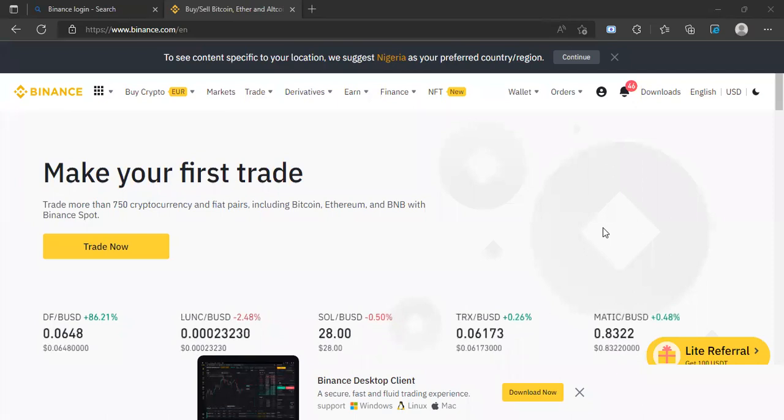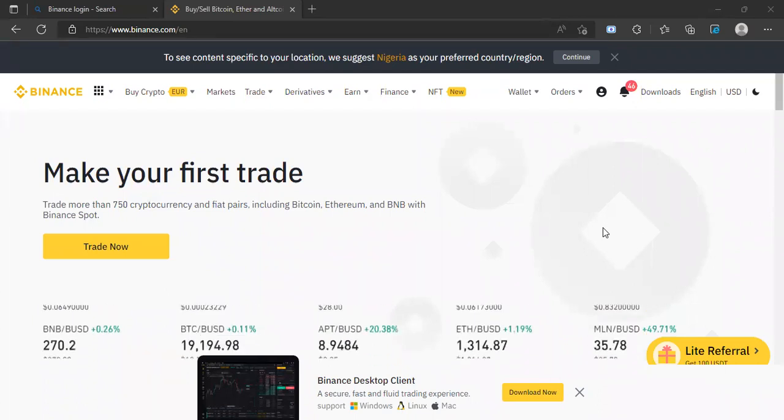So this is a tutorial on how to actually trade cryptocurrencies, the same way we trade Forex, USD and stuff like that, how to actually trade coins on the Binance app.